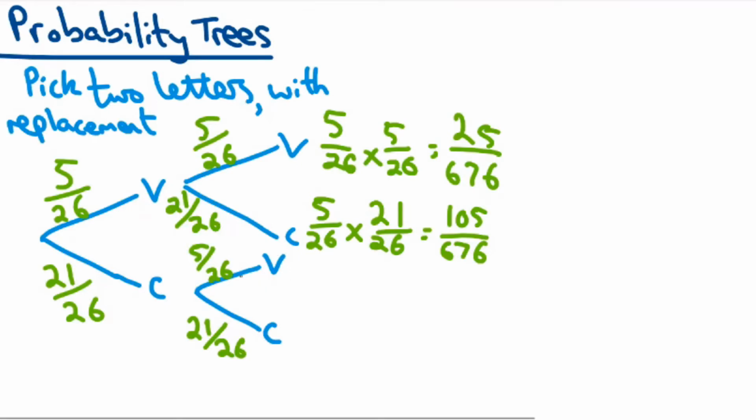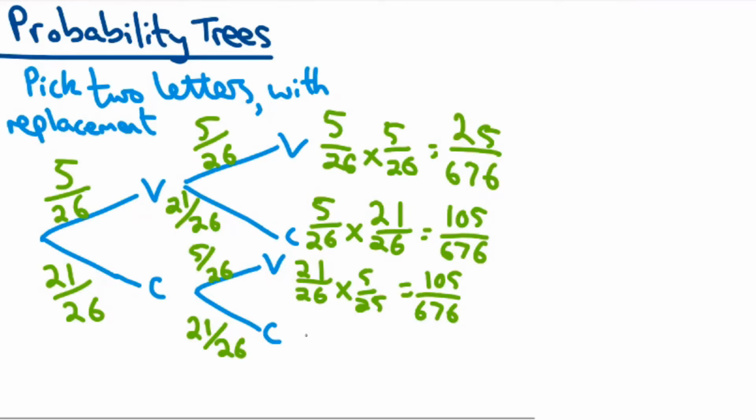For then a consonant and then a vowel, just the 21 over 26 times the 5 over 26. This is actually going to give you the exact same thing, because when you're multiplying fractions, you're just doing top times top, bottom times bottom, and it doesn't matter the order.